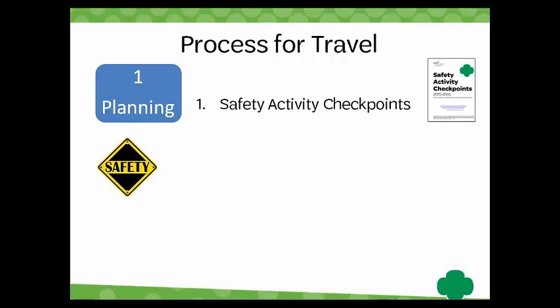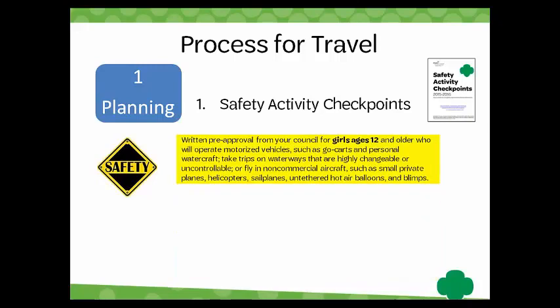So while we're on this topic, I wanted to outline some really clear warnings and restrictions on activities that GSUSA has placed. All of this is in Volunteer Essentials again, but it's important enough for me to copy and put here. There are some activities that require pre-approval from us, from council, for girls ages 12 and older. And so you see that list here on your screen. Things such as operating motorized vehicles, go-karts, personal watercraft, so on and so forth. So those are approved, but you need to get written pre-approval from council first.